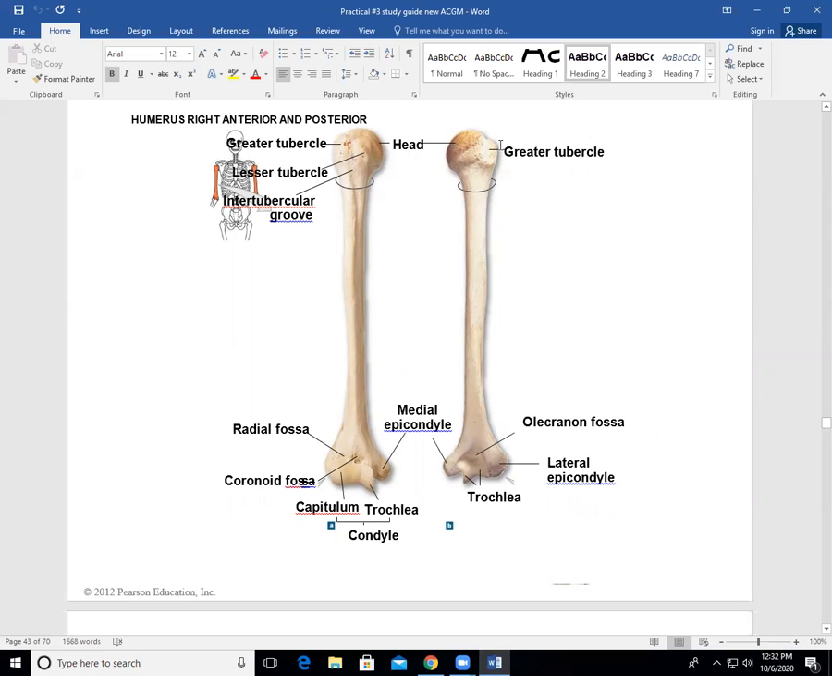Let's see it right here. You have the lesser tubercle, which is kind of a little button there. You can see the lesser tubercle kind of in between the greater tubercle and the head, or intermediate. Running in between the greater and lesser tubercle, you get this little space. We call it an intertubercular groove.